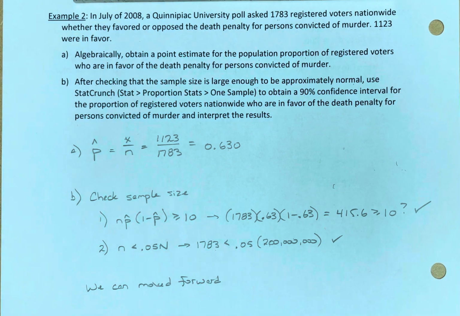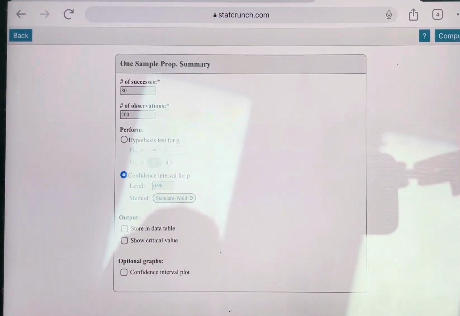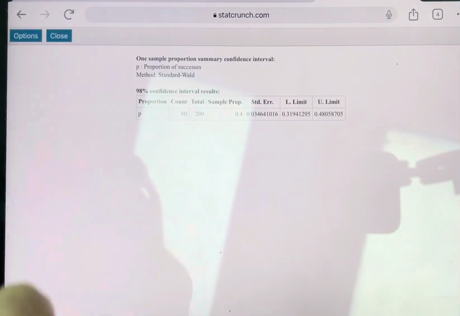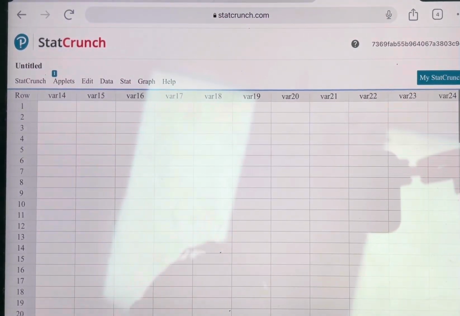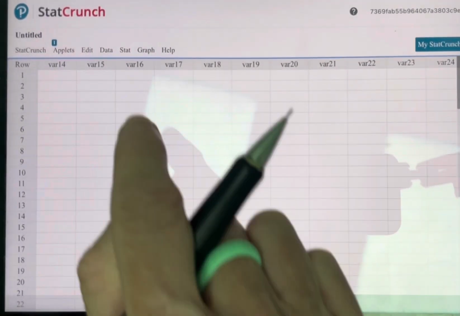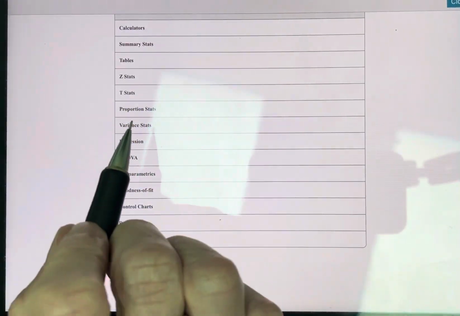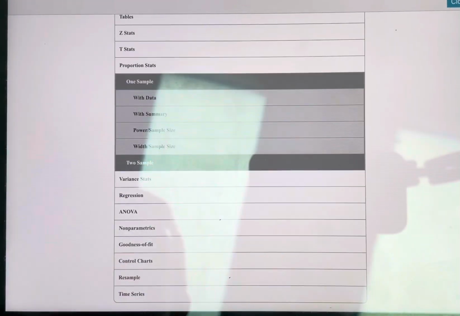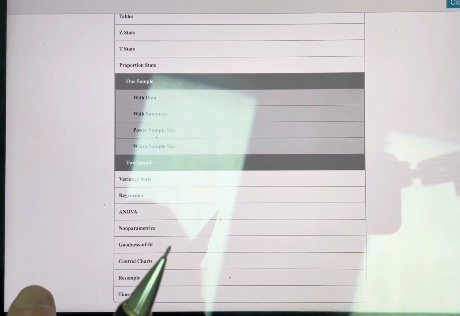So let's go to our StatCrunch, and let's create this interval using StatCrunch. So, okay, I left mine up here. If you want, I'll go back. I'll close this. I'll go back to here. I'll go through the process again. We're going to go to Stat. We're going to choose proportion stats. There's proportion stats right there. We're doing a proportion. This data has already been summarized. It isn't raw.